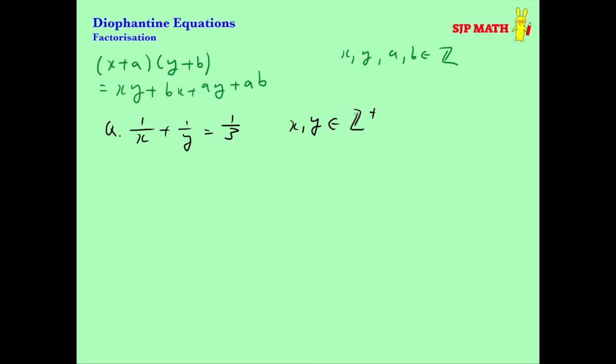And this time we're going to have some more restrictions in our casework, which is good because we don't have to do so much casework. So this kind of form of Diophantine equations looks different, but let's try cross multiplying. If we simplify it, then we get 3 times x plus y is equal to xy.